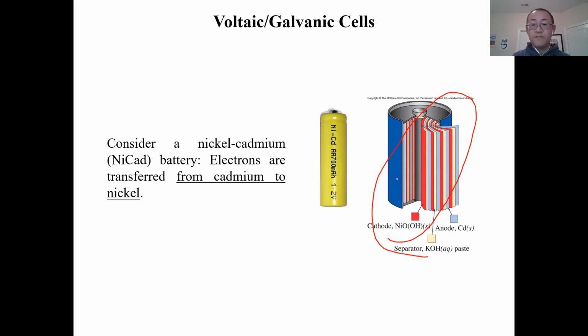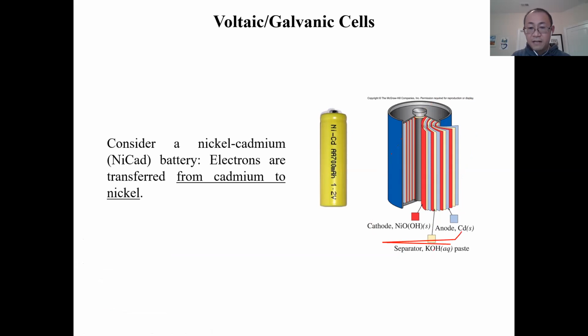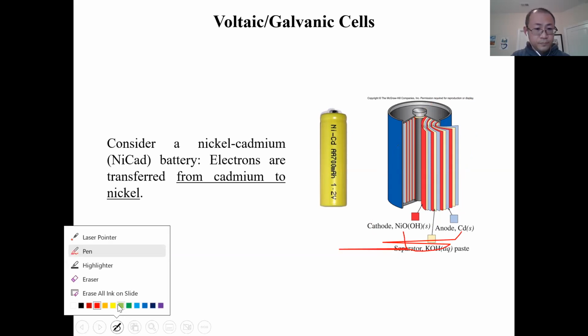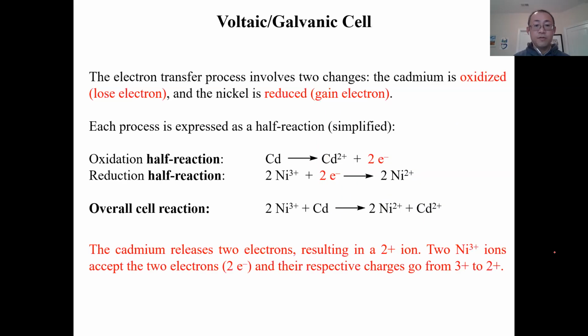And the transfer of electrons is actually from cadmium metal to nickel, okay, cadmium to nickel, and that's the transfer of electrons. If that's the case, we know that cadmium will be losing electrons. Here are the half reactions. Cadmium losing electrons becomes cadmium 2+, losing 2 electrons.